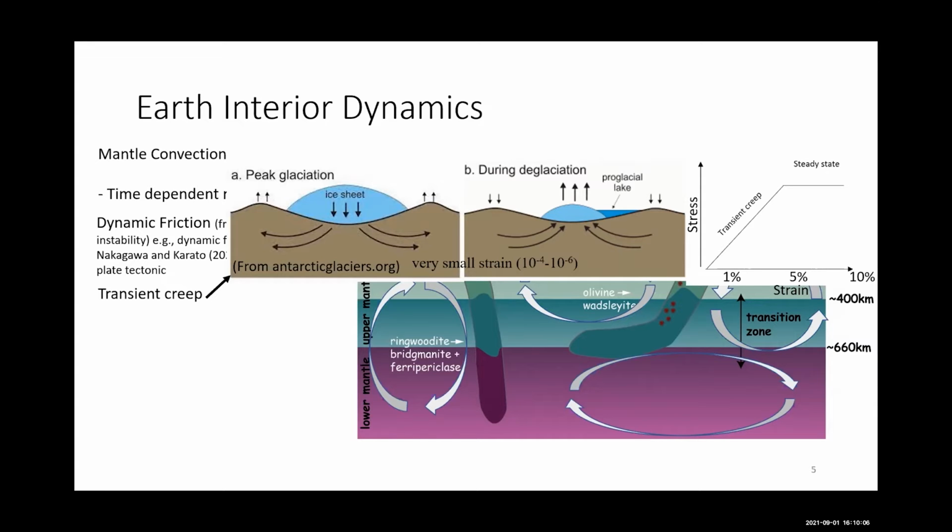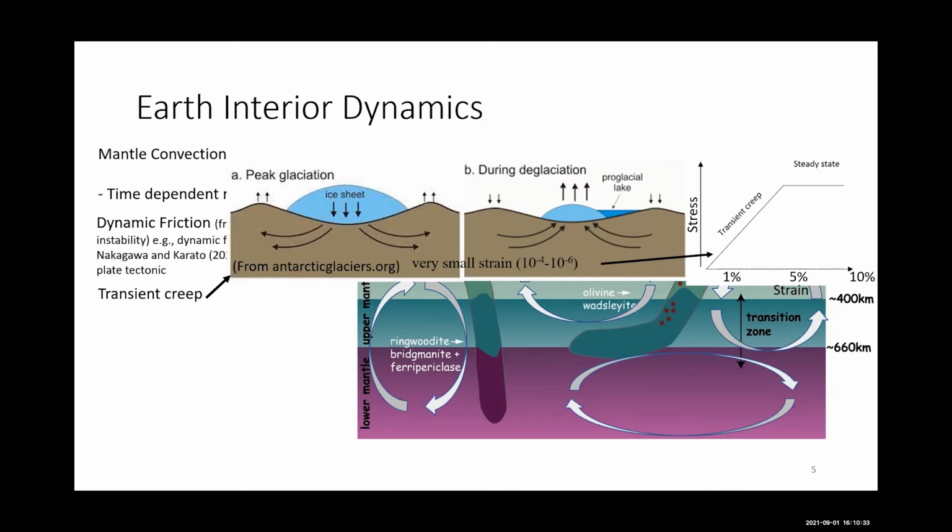This is important for post-glacial rebound, which has also been talked about by Shun, but these types of deformation involved in post-glacial rebound are very small and therefore would involve transient creep. The main challenge here would be to measure deformation in that range of strain, which with the current techniques we have might be quite challenging.